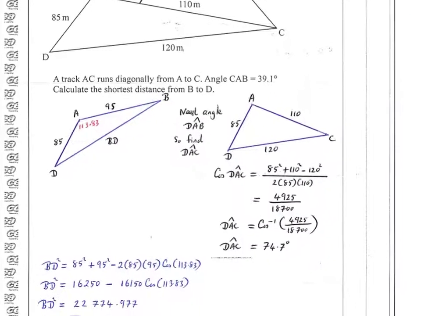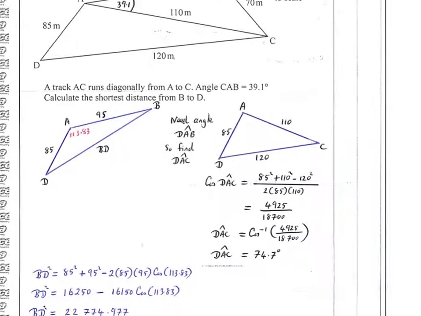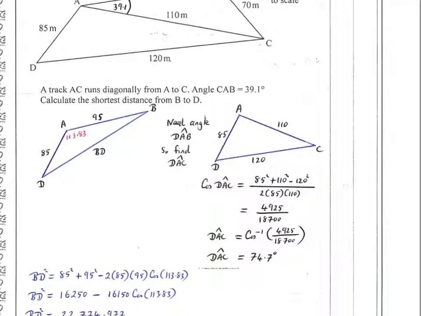So we'll use the cosine rule. The cosine of angle DAC is 85 squared plus the 110 squared minus the 120 squared all over 2 times the 85 times the 110. Do it step by step. This angle becomes 74.7, giving a total angle of 113.83.